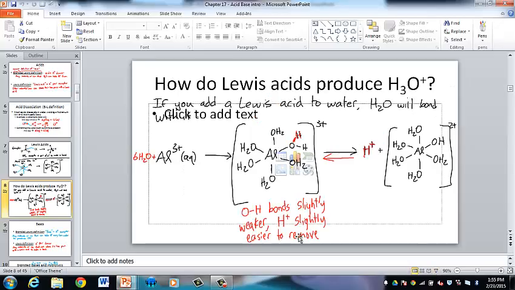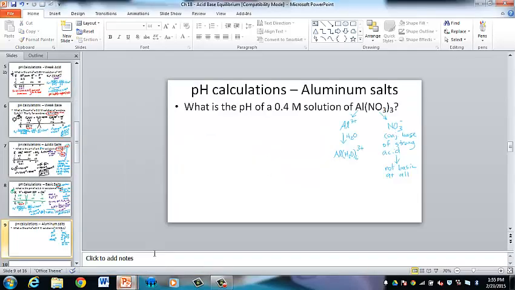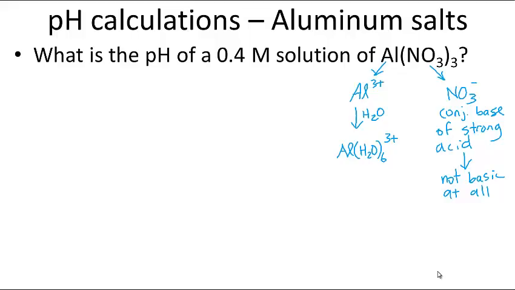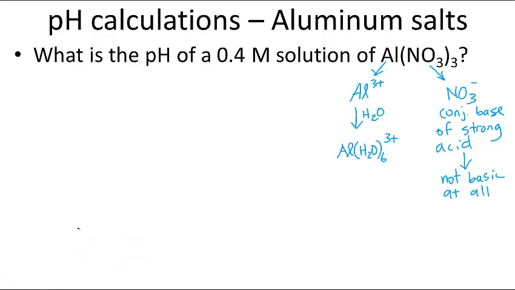And what's the name that they give it on the Ka list? Hydrated aluminum 3+ ion, right? So this is hydrated aluminum 3+ ion. And that is on your Ka list.